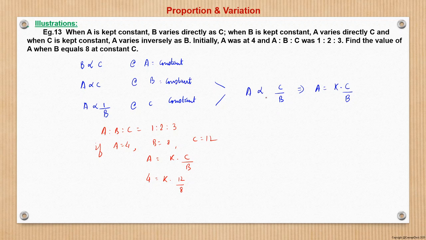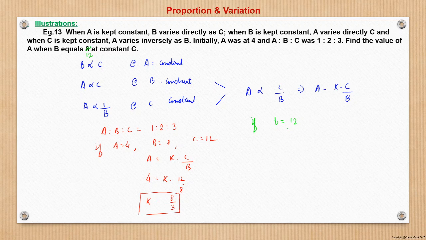So a is equal to k c by b. So here I write 4 is equal to k into c is 12 and b is 8. So k becomes 8 by 3. Right? k becomes 8 by 3. Now the question says, b is 8 already here. So let us make a change. Let us assume this is 12. So if b is 12, what will be the value of a?